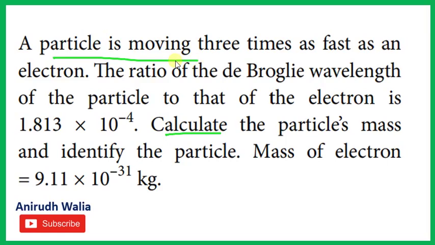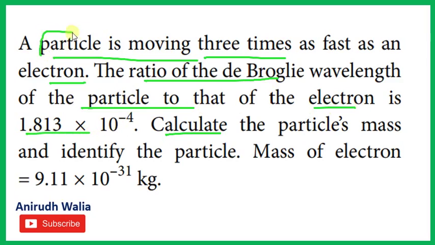I hope everyone has understood the problem, but before that we will once again read it. A particle is moving 3 times as fast as an electron, and the ratio of the de Broglie wavelength of the particle to that of the electron is given as 1.813 into 10 to the power minus 4. We have to identify the particle also.